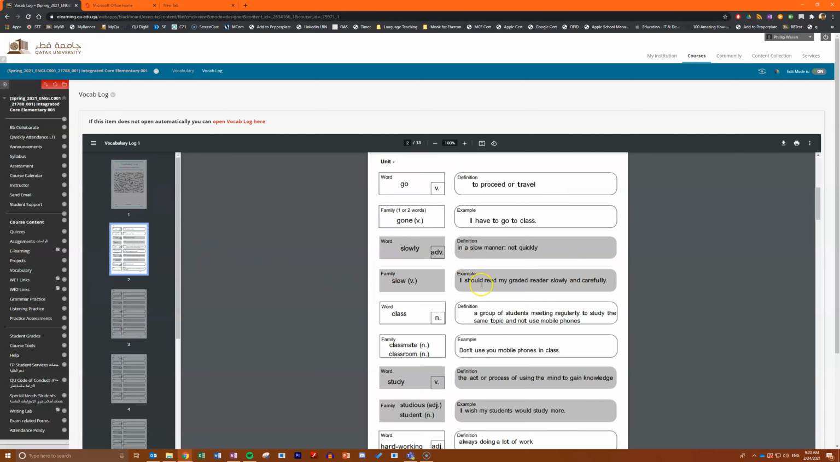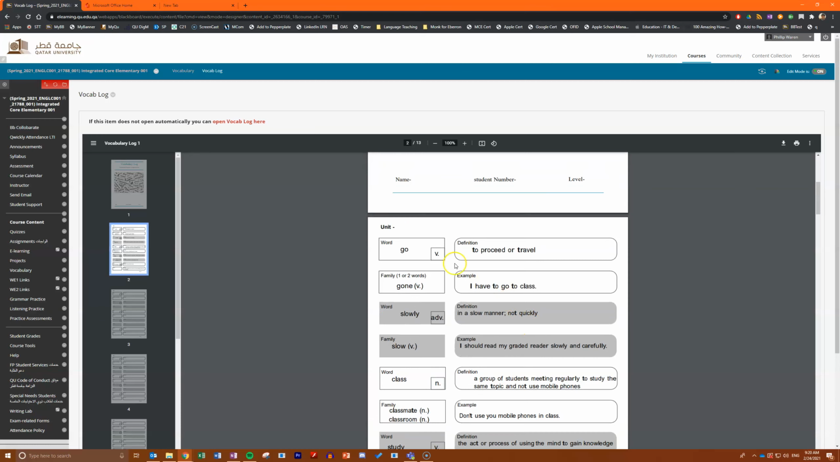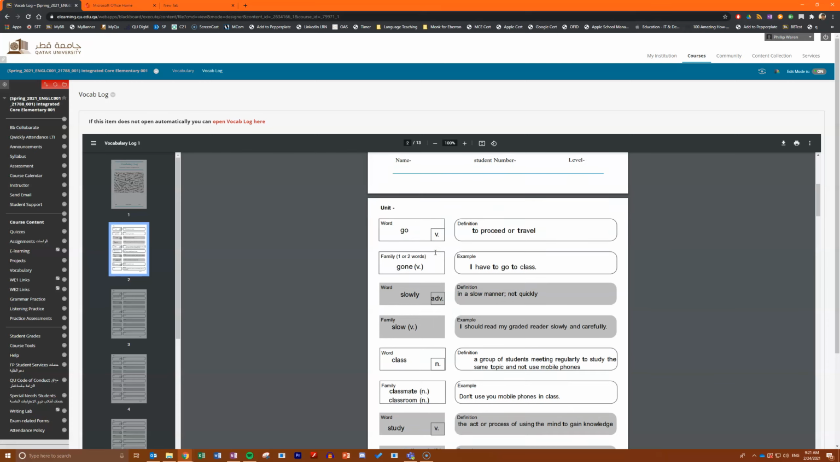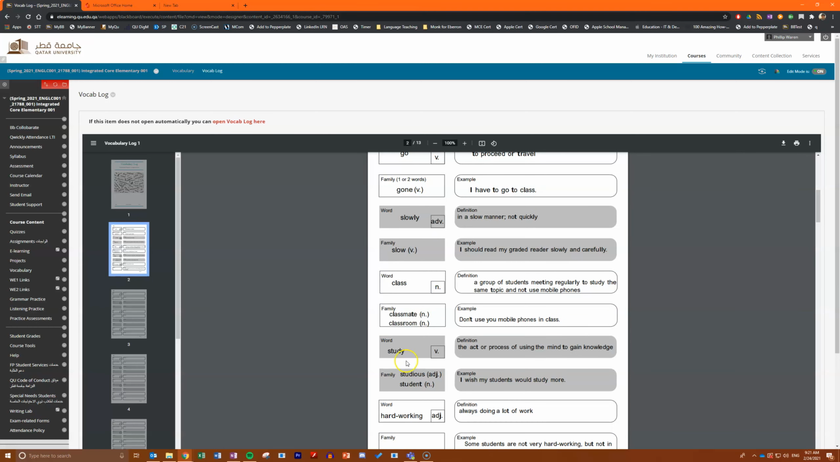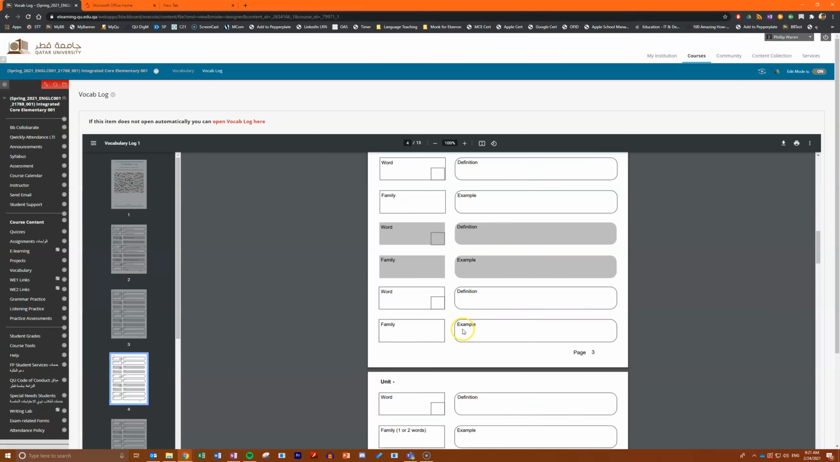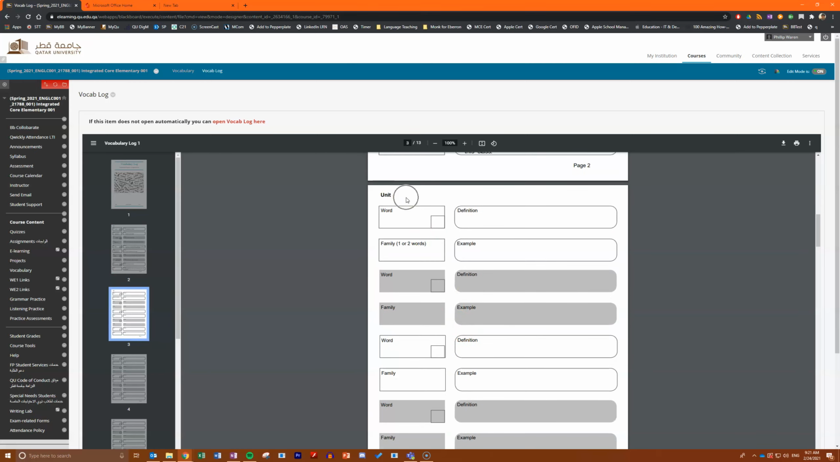The second page shows an example of what to do. You have one of the words, the definition for that word, a family word for that word, an example sentence, and what kind of word it is. Then you have the second word, the third word, the fourth word, and the fifth word. For each page, there are just 5 words. Now, the rest of the pages are blank. Be sure to write the unit number at the top of the page.